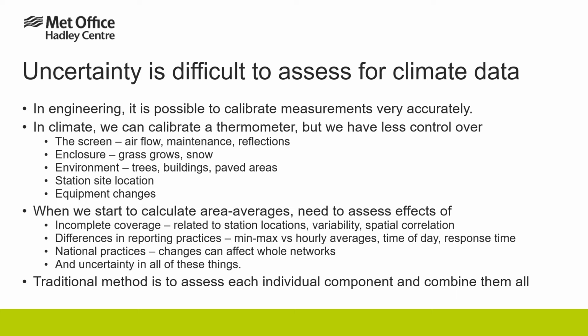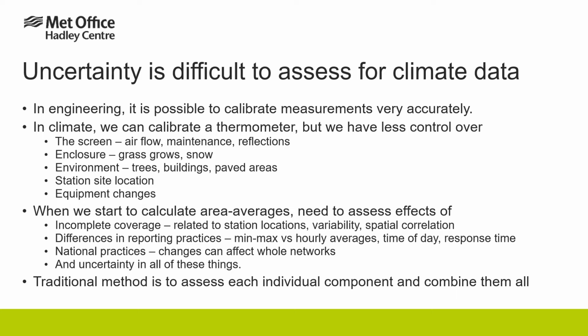And we also might need to take into account differences in reporting practice from one location to another. For example, some countries use a min-max thermometer and take the average of the two for a daily mean. Others take hourly averages. The time of day at which measurements are made can affect the max and min temperatures and the means, and also things like response times of the instruments. And national practices can affect whole networks, meaning that some of these uncertainties correlate over wider areas.